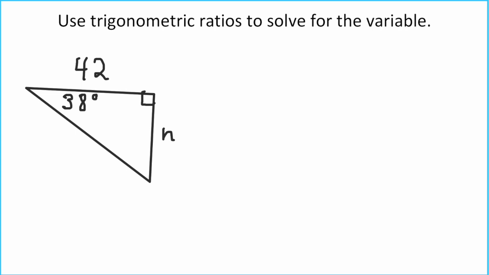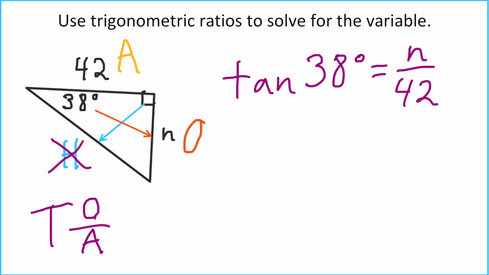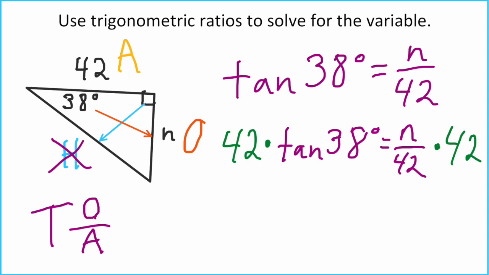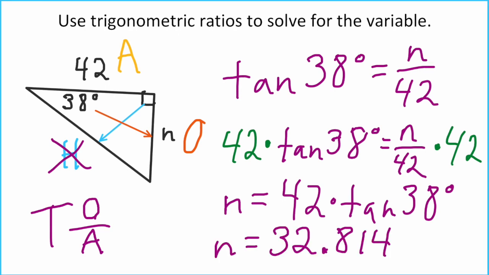And the answer: you should have marked your hypotenuse, across from 38 degrees is your opposite, and then you've got the adjacent. We're not using the hypotenuse on this one, which leaves O and A, which is TOA. Tangent of 38 degrees equals n over 42. And now you just have to multiply both sides by 42. And that gives us our exact answer, 42 times tangent of 38. And on the calculator, you need to get 32.814.